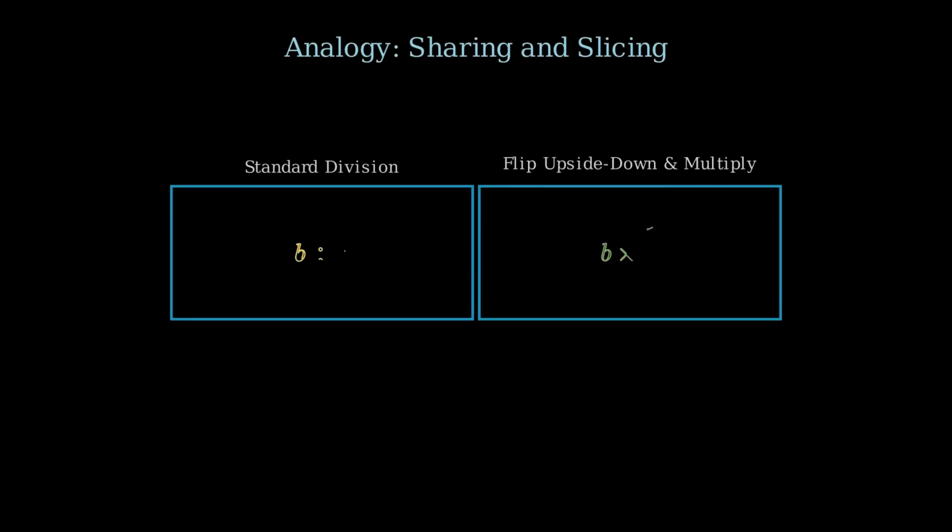Think of division as sharing a pizza. Dividing b by a is exactly the same as cutting the pizza into 1 over a size slices and then multiplying your portion by b. Dividing by a is simply multiplying by its upside-down partner, the reciprocal, 1 over a.